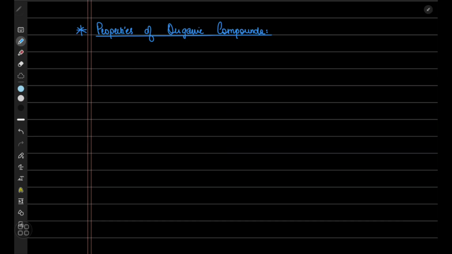Now, we'll move on to some properties that are central to all organic compounds. First of all, all organic compounds contain carbon. Very important point. Next, all organic compounds are covalent compounds. They are not ionic compounds, they are covalent compounds. Very important point.